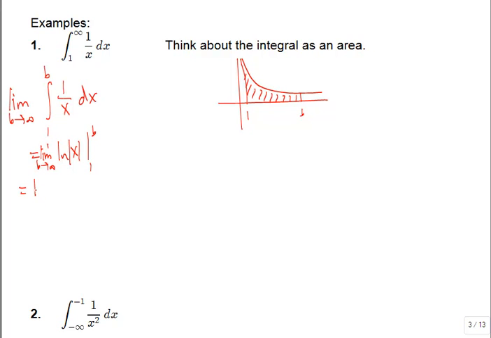So if I plug in b, then this just becomes the ln of b, and b is positive here, so I can drop those absolute values. If I plug in 1, the ln of 1 is 0, so I'm just subtracting 0. So what happens to the ln of b as b gets really, really big? Well, the ln of infinity is also infinite. So this goes to infinity, which means this limit doesn't exist. Therefore, this integral does not exist, and we say that the integral diverges. So the integral from 1 to infinity of 1 over x dx is divergent or diverges.